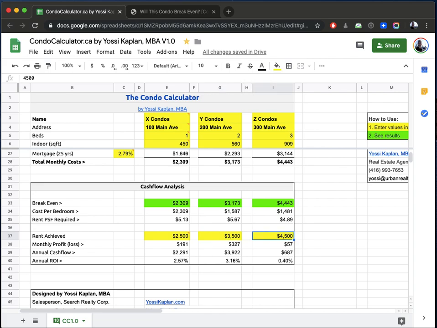Okay, the last one, I need to get $4,443 to break even, and I managed to get $4,500. So I'm making $57, cutting it short, kind of almost break even point here, $57 a month. I'm making $687 a year, and I'm basically making 0.40%. Okay, so under 0.5% annual ROI cash on cash. This is it. This is the condo calculator.